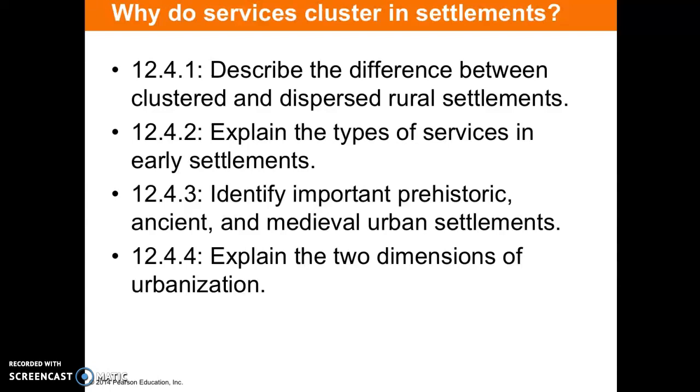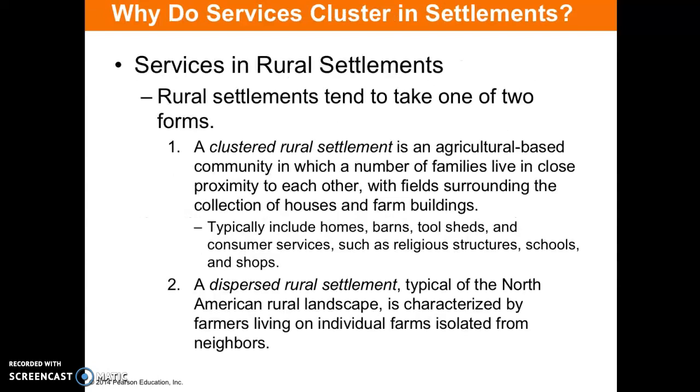We'll look at the types of services found in early settlements, and we'll look at important prehistoric, ancient, and medieval urban settlements. And we'll look at the two different dimensions of urbanization.